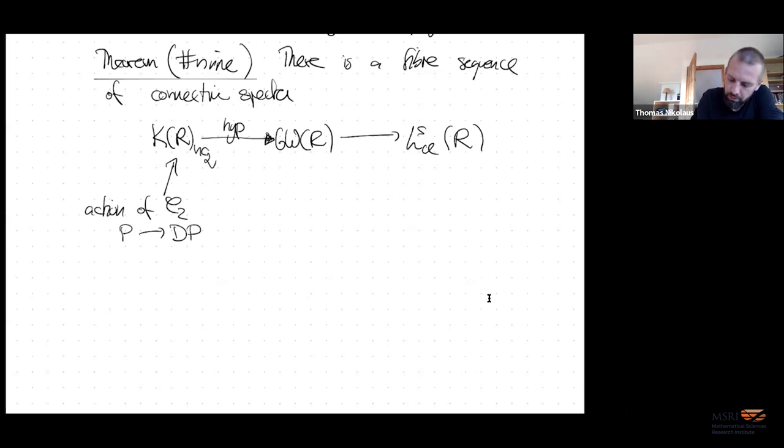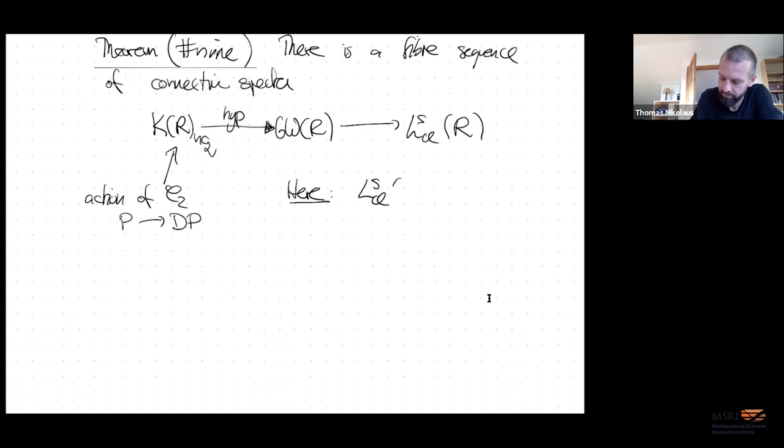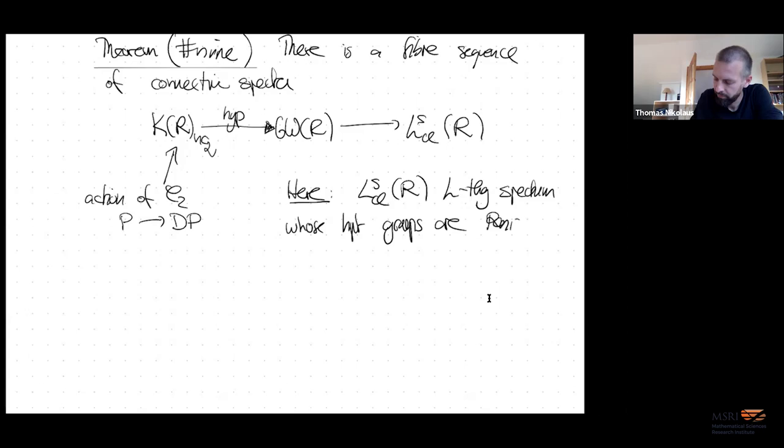So what is L^s classical of R? Here, L^s classical of R is an L-theory spectrum whose homotopy groups are Ranicki's classical L groups. Whatever classical means, symmetric L groups, defined by Ranicki in the 80s, which I denote classical L^s of R. So that's an L spectrum.